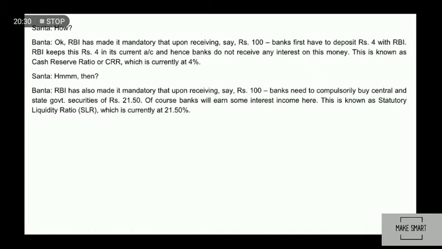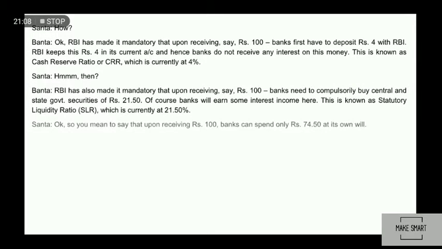Banta says RBI has also made it mandatory that upon receiving 100 rupees, bank needs to compulsorily buy central and state government securities of 21.50 rupees. Of course, bank will earn some interest income here. This is known as statutory liquidity ratio, which is currently at 21.50%. In CRR bank does not get any interest, but in SLR bank gets interest on it.